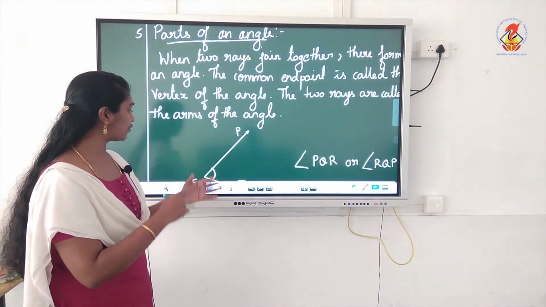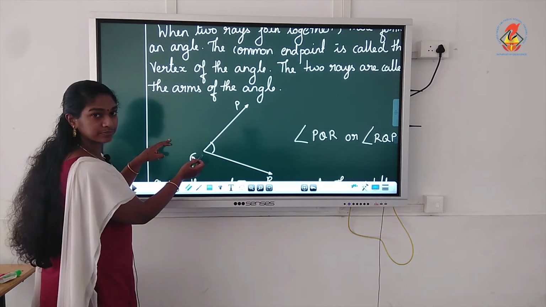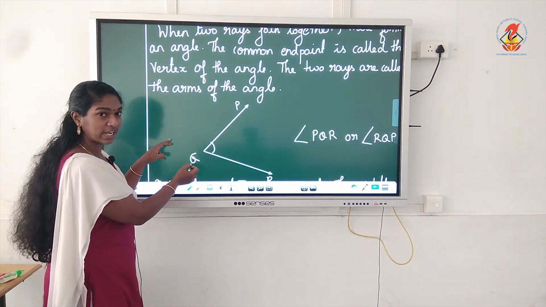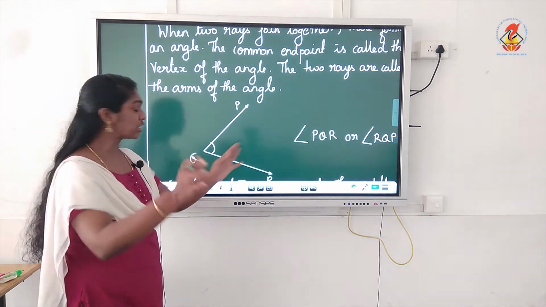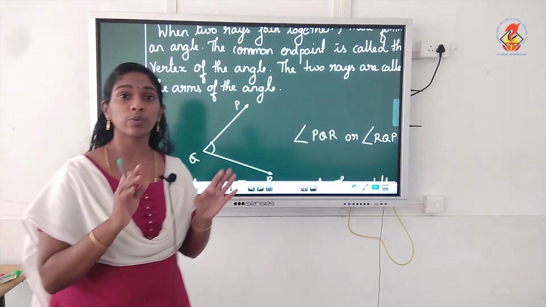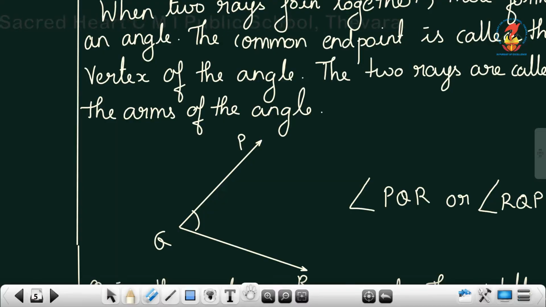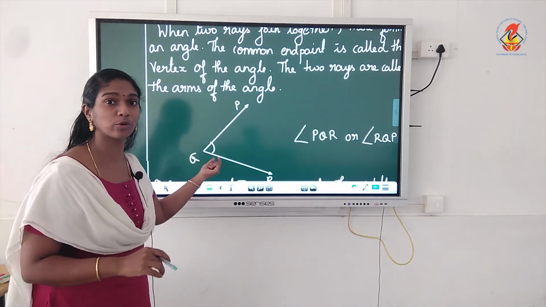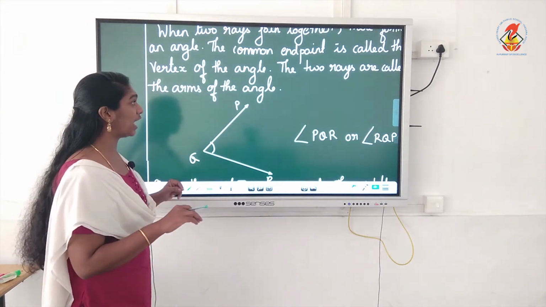Okay. Now, after forming the angle, you can see there is a common point here. This is a common point, Q. From Q only both the rays are going, isn't it? So, that letter Q you call a common vertex. It is called the vertex of the angle. The common end point, for both the rays, is called the vertex of the angle.